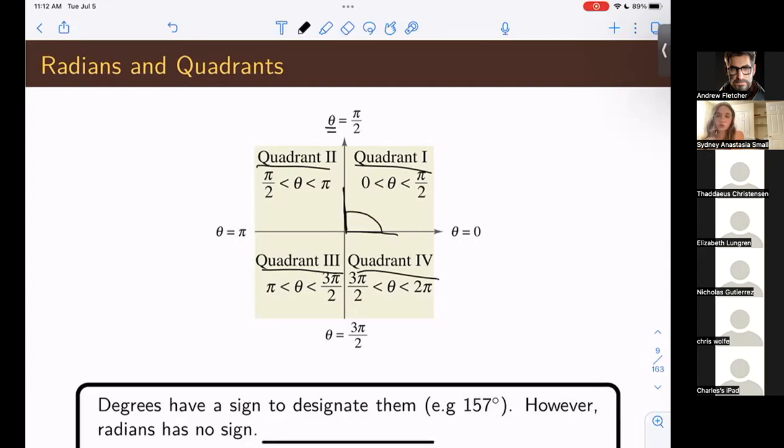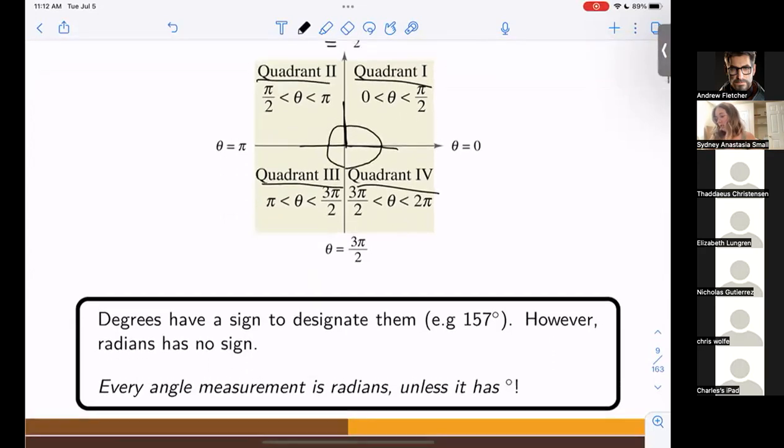Then once you're in quadrant 2, those are angles with a measure greater than pi over 2 radians and less than pi radians, because this is pi radians right here. And then once you get into quadrant 3, it is angles with a measure greater than pi radians but less than 3 pi halves radians. Quadrant 4, greater than 3 pi halves radians and less than 2 pi. This will be important to memorize. Are there any questions?